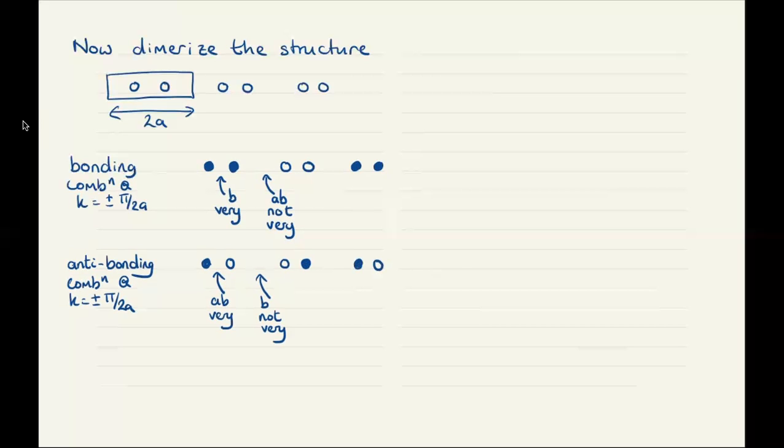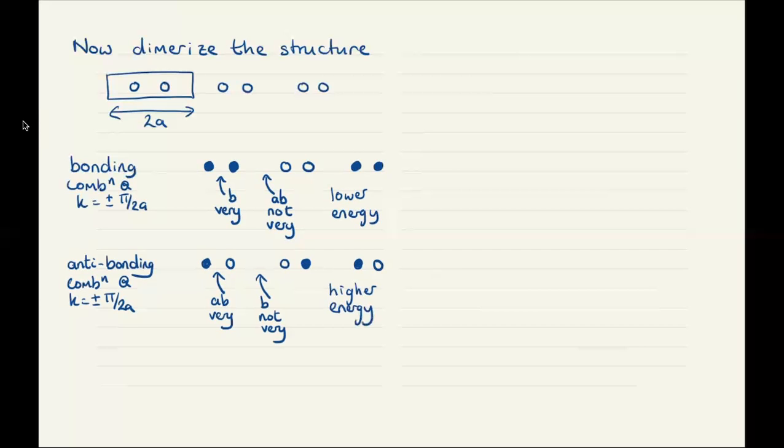So these two orbitals no longer have the same energy. The bonding one is now lower energy. The anti-bonding one, the one that's anti-bonding within the unit cell, is now higher energy.